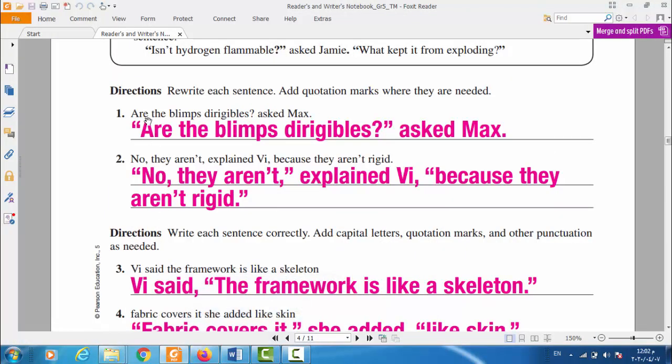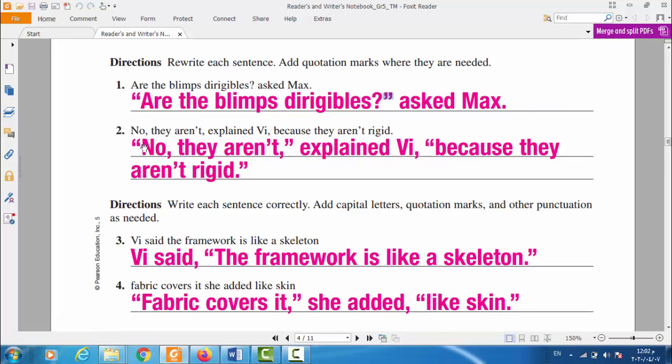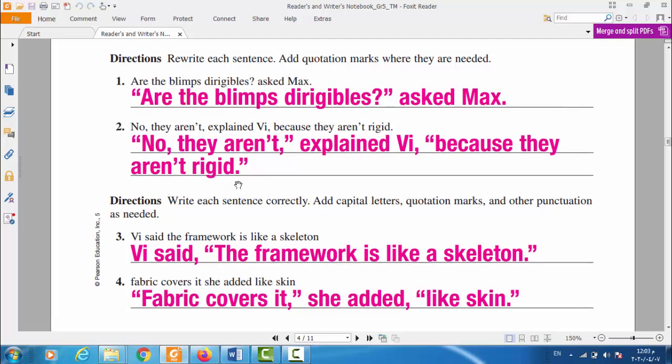Going back again. "Are the blimps dirigibles?" asked Max. He wants you here to put a quotation mark. I put quotation marks in here, because those are the exact words of Max. Number 2, "No, they aren't," explained Vee, "because they aren't rigid." So "No, they aren't." I put it in quotation marks here. And in here, I put the second part of the sentence in another quotation mark, as I told you.